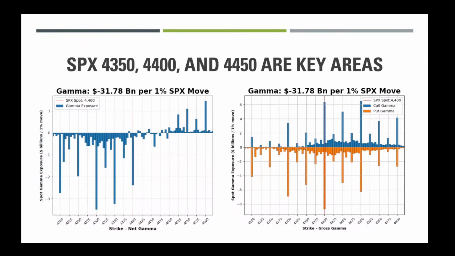Now let's talk about the options, because options are the biggest dynamic driving the market. Most of that positioning is expressed in 0 to 3 day expirations, but there's still plenty of longer positioning that also has an influence.